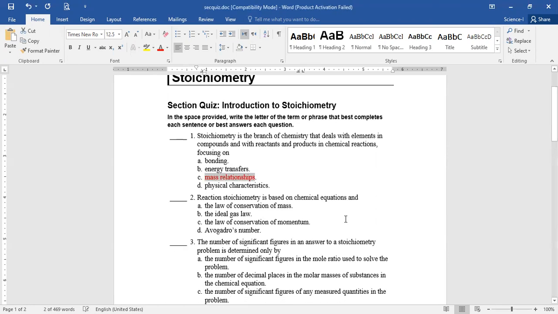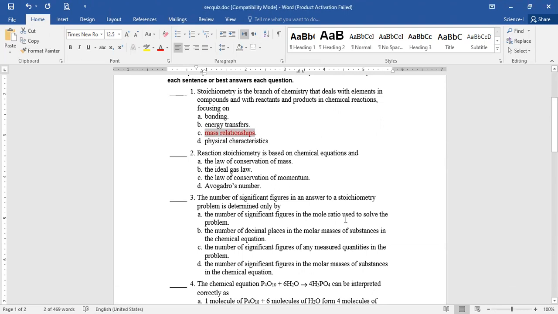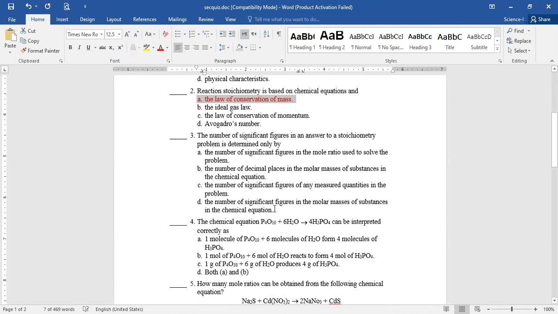Question number 2. Reaction stoichiometry is based on chemical equation and, yes, Hassan? A. Law of conservation of mass. I think it's clear now, Hassan. You understand why we should use a balanced chemical equation. Yes. So question 3, the number of significant figures in an answer to the stoichiometry problem is determined only by.